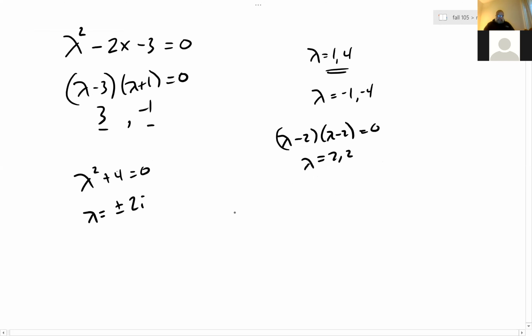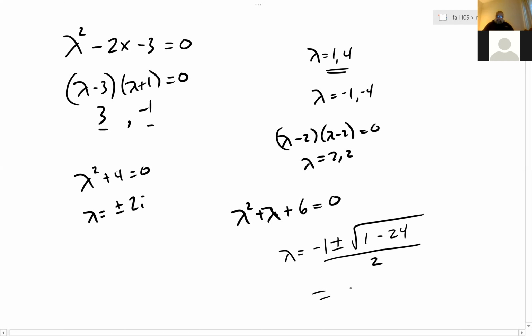Could you have something like this? Oops, that's not lambda. That's lambda squared plus lambda plus 6 equals 0. I don't know if this one works, but I want to make sure it doesn't work the way I want it to not work. So -1 plus or minus the square root of 1 minus 4ac. Oh, that's nice. Here we go. So it's going to be -1 plus or minus the square root of 23i over 2. Oh, gross. Yeah, no kidding, that's gross.